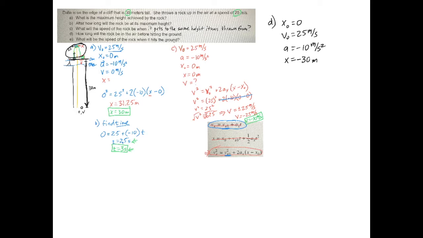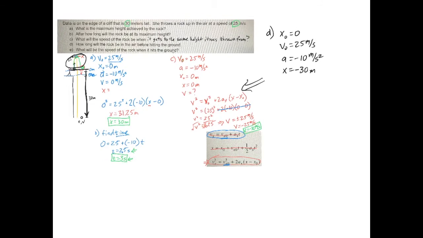You saw in letter C that the speed was the same. It doesn't matter if I throw it up at 25 or if I throw it down at 25. Those two things are exactly the same. The only difference is what happens in the middle. But as far as the next 30 meters, it doesn't matter. The 25 is 25. All right?